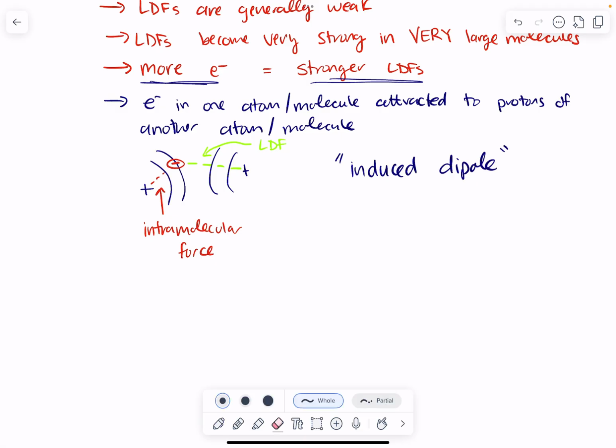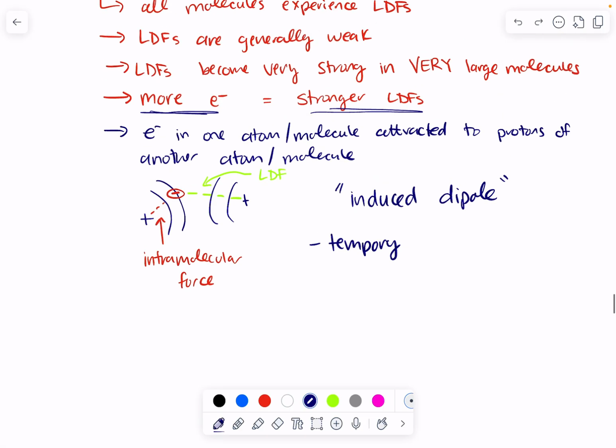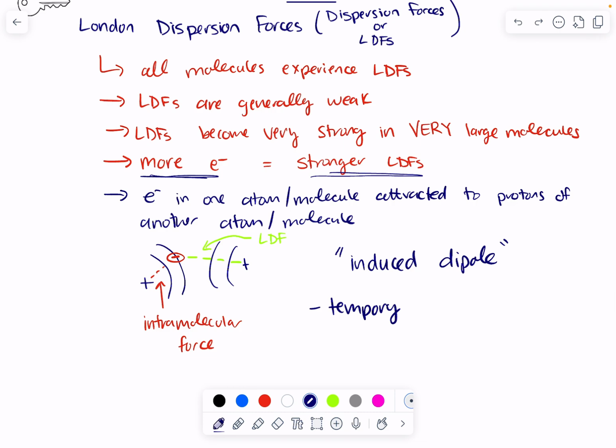And a London dispersion force is also considered temporary. The reason that it's temporary is that electrons are constantly moving. And so because they're constantly moving, this attraction that we've highlighted is constantly being broken and formed. That is London dispersion forces. Everything's got them, and they are, in fact, temporary.